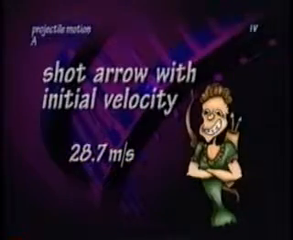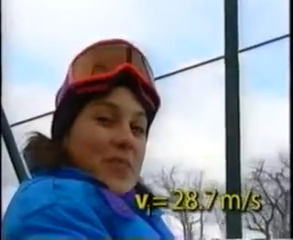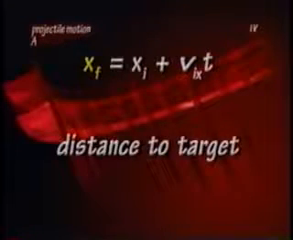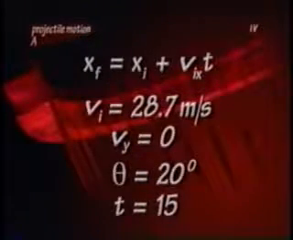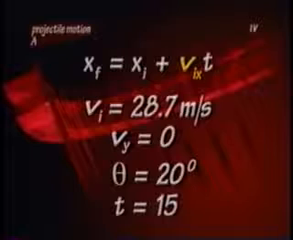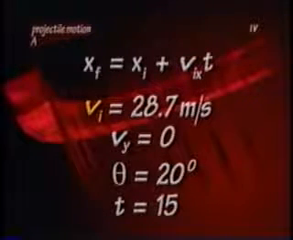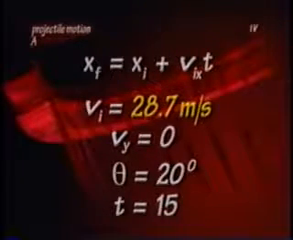See? No sweat. Now we have the initial velocity of the arrow, 28.7 meters per second. But in order to use our equation, x sub f equals x sub i plus v sub ix times t, to find x final, the distance to the target, we need to find the initial velocity of the arrow in the x direction. Let's look at all the information we've got and figure out how we can find the initial velocity in the x direction, v sub ix. We just found out the initial velocity of the arrow, 28.7 meters per second.